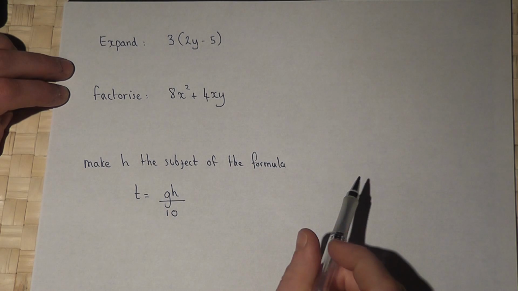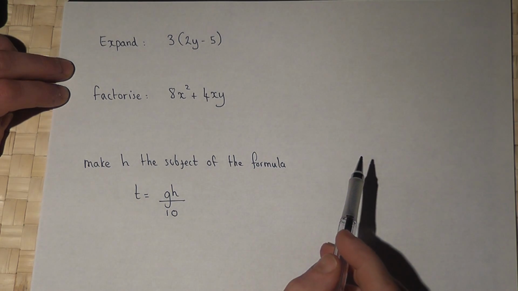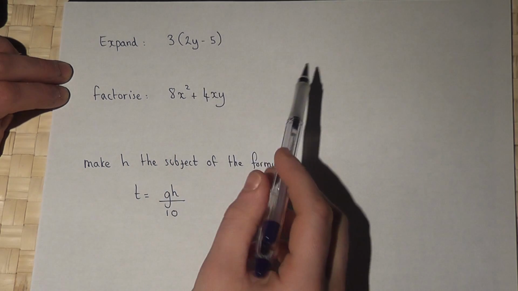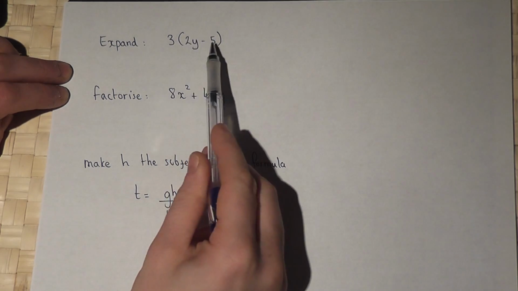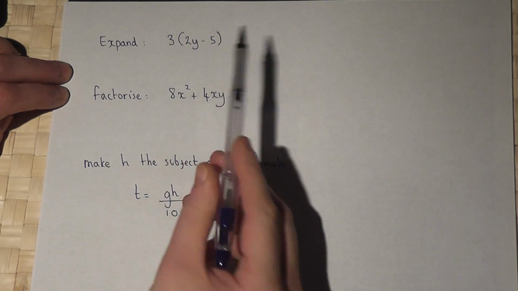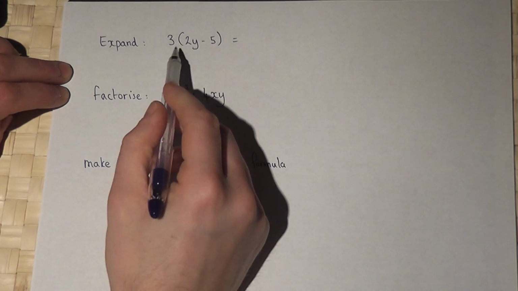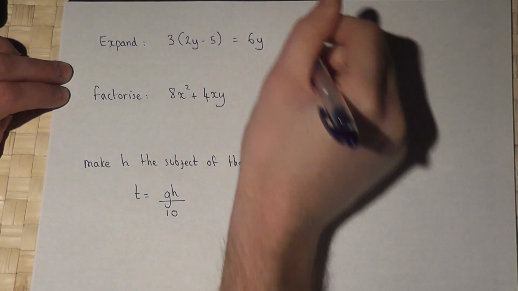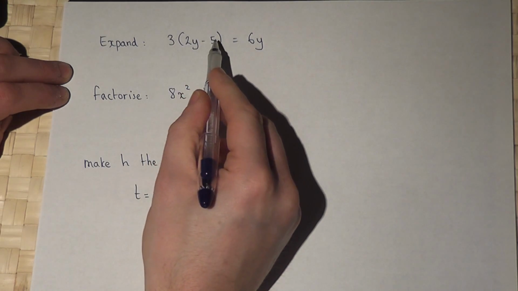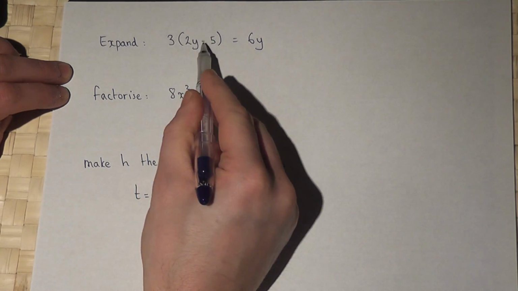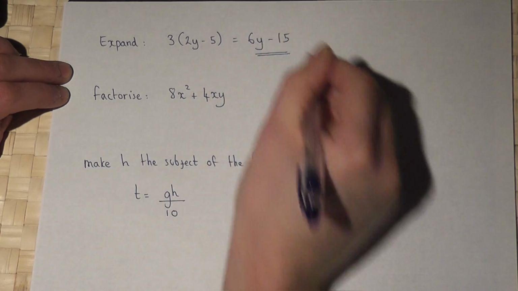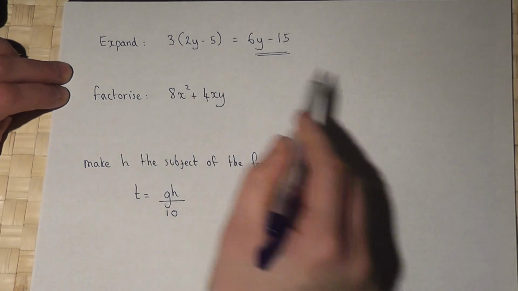This video looks at 3 routine algebraic calculations. Now when we're asked to expand, this means to times both terms in the bracket by the number outside. So 3 times 2y just equals 6y. Now 3 times 5 is 15, so 3 times minus 5 is minus 15. So this is the expansion of the given bracket.